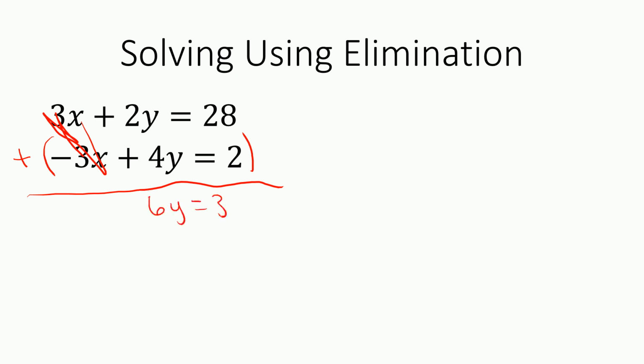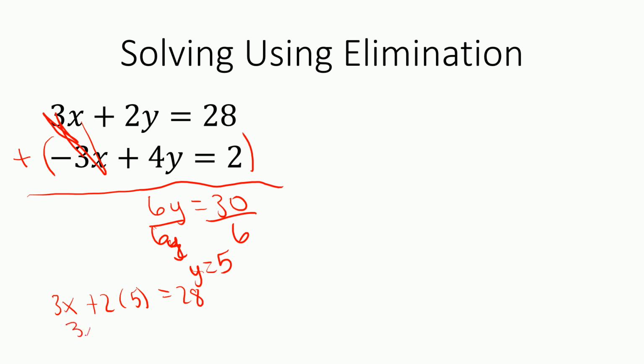6y equals 30. And then I just solve. Divide by 6, divide by 6, y is 5. Then I go back and I substitute into one of the two equations. And it could be either one, it doesn't matter. So 3x plus 10 equals 28. Now it's a two-step equation. Minus 10, minus 10. 3x equals 18.